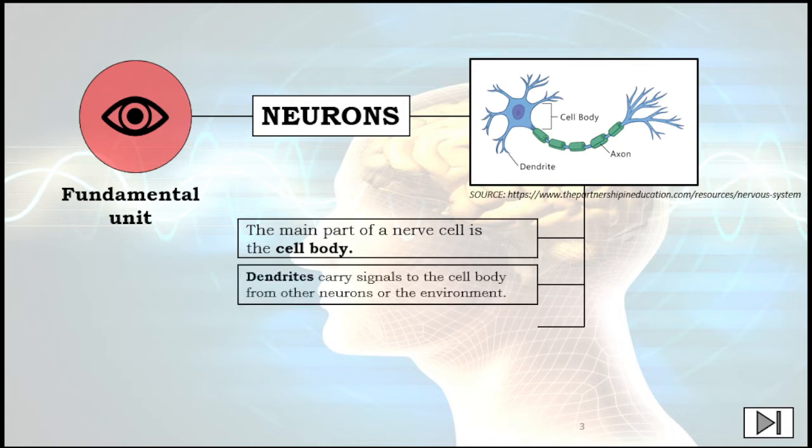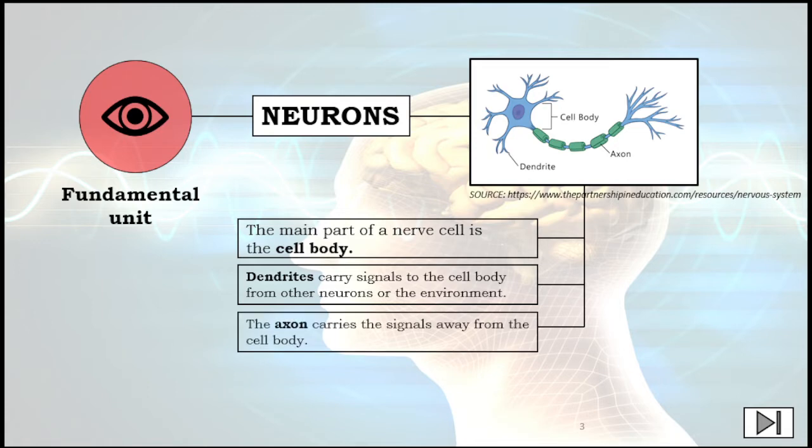Next is the dendrite. The dendrite carries signals to the body from other neurons or from the environment. The third part is what we call as the axon. The axon carries the signal away from the cell body. Again, the three main parts of the neurons are the cell body, the dendrites, and the axon.